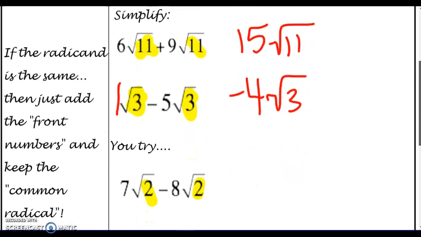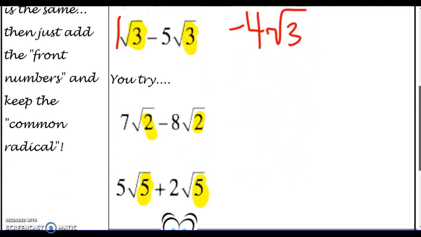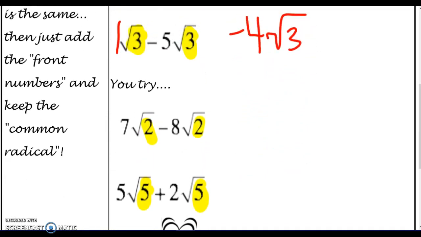What about these? So you try. Why don't you try these two real quick? Push pause. Do you agree with me? Hopefully, because if you don't, you didn't do it right. Because I did. If the radical is the same, then just add the front numbers and keep the common radical.